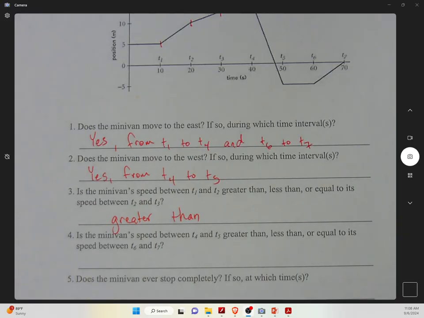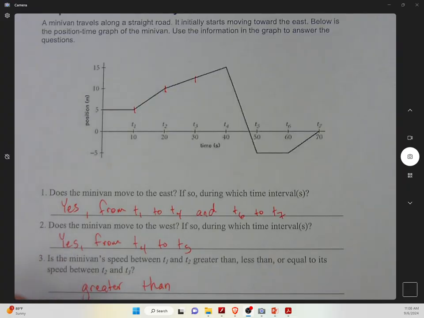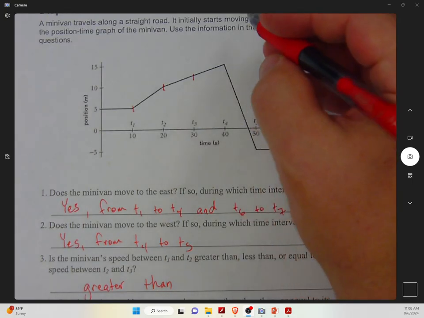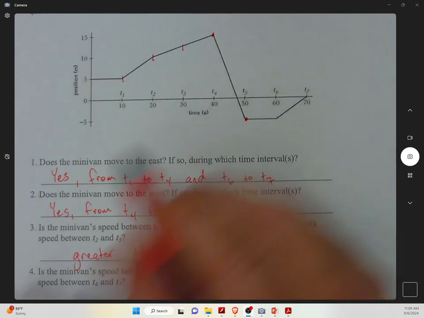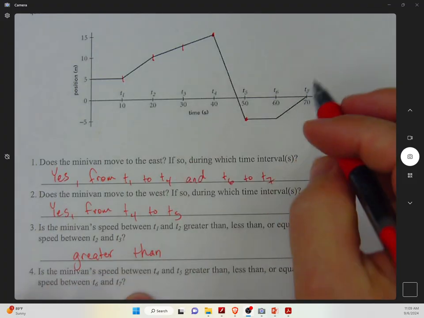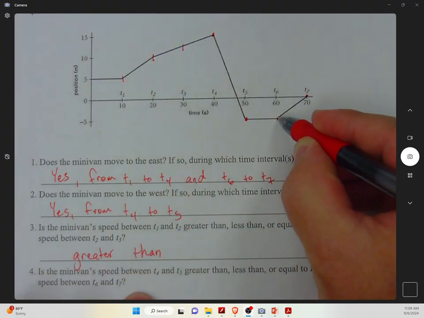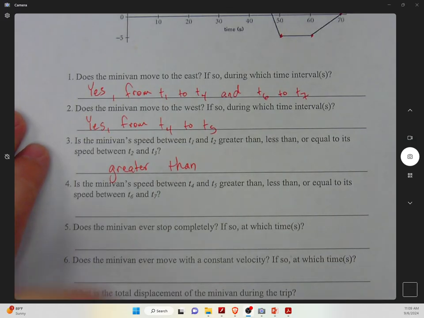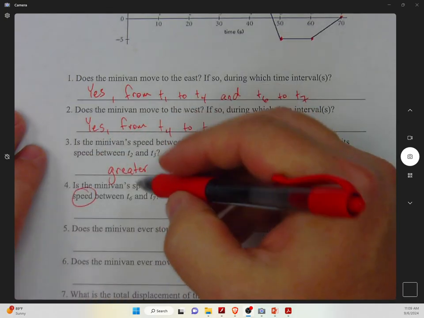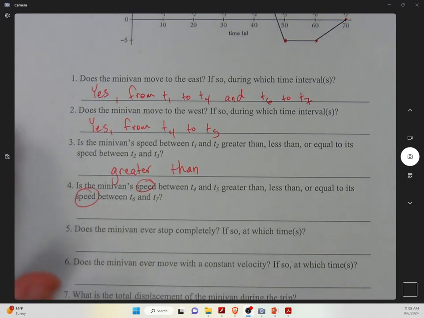Number 4, is the minivan's speed between T4 and T5 greater than, less than, or equal to its speed between T6 and T7? Okay, so go T4 right here and T5. So comparing that little jaunt to T6 to T7. Now I want you to pay very, very close attention to the wording here. Speed, not velocity. Okay, it's just your change in position, like how much distance you're traveling here.